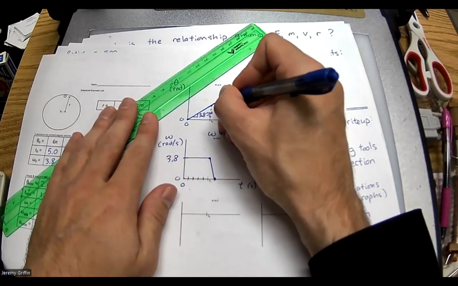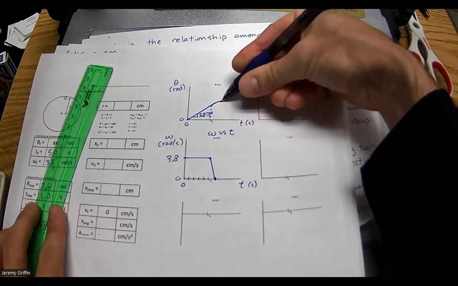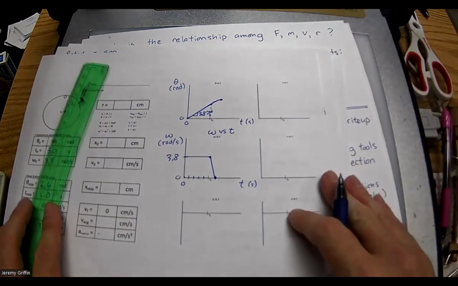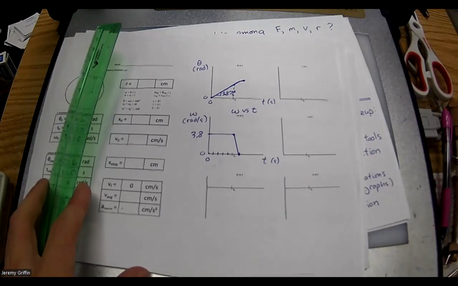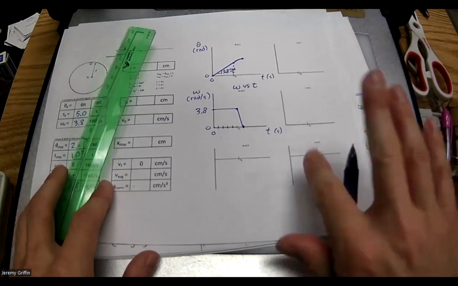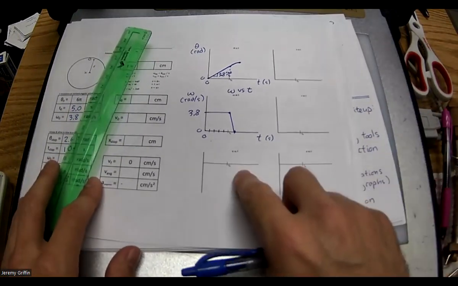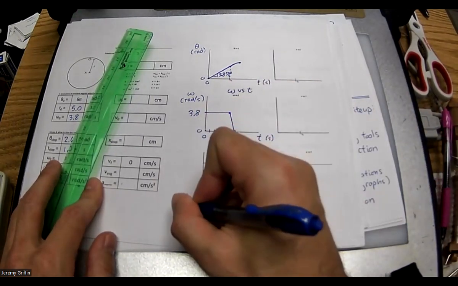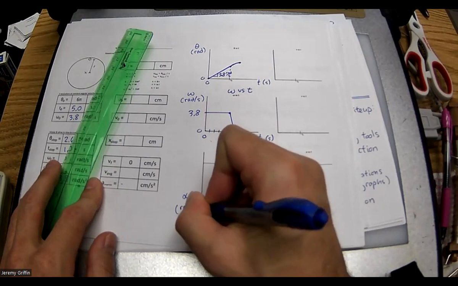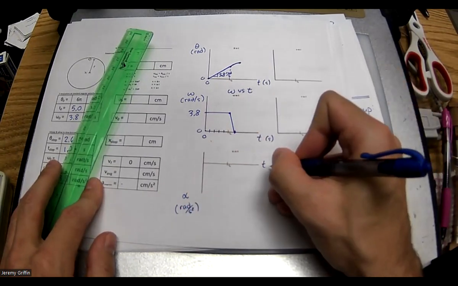Followed by an upside down parabola type with the vertex right at the top right there. Right? It slows to a stop. Is that okay? Okay. How about alpha versus t? So this axis is angular acceleration in radians per second squared. Here's your time in seconds.